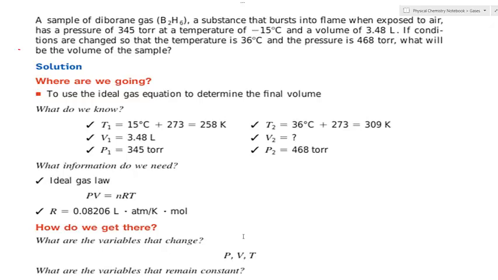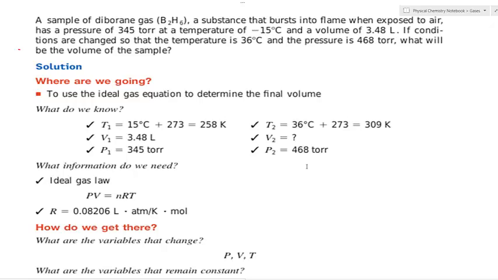It's also the same as 760 millimeters of mercury. So what we can do is say, okay, well, in this case we've got our pressure in torr, but we've still got our gas constant in atmospheres. So what are we going to do? What are the things that change? Pressure changes, volume changes, and our temperature changes, all 3.